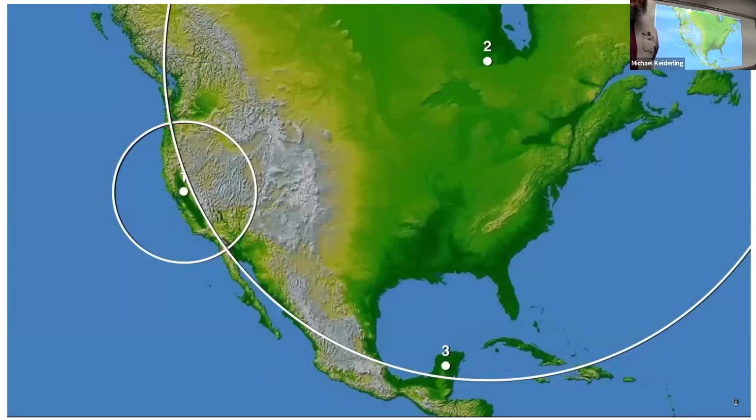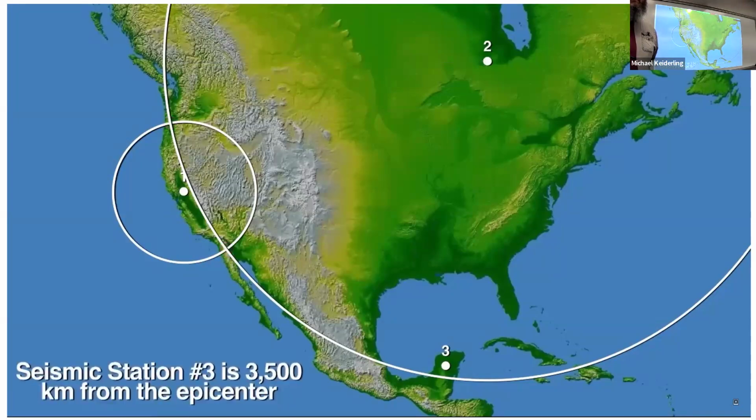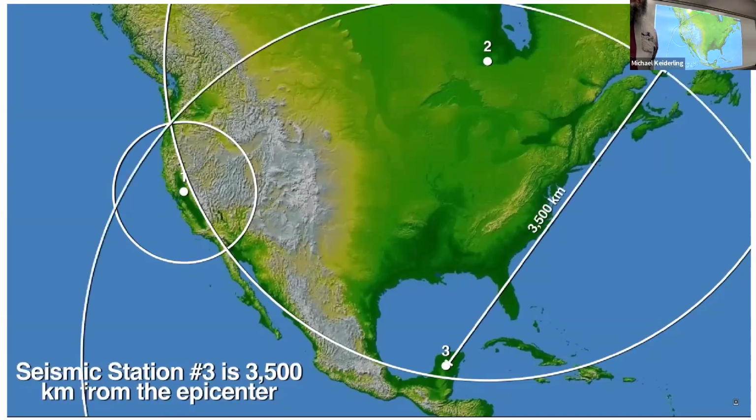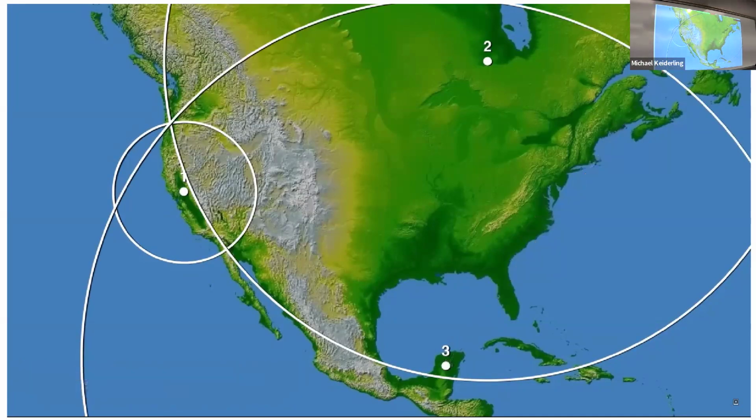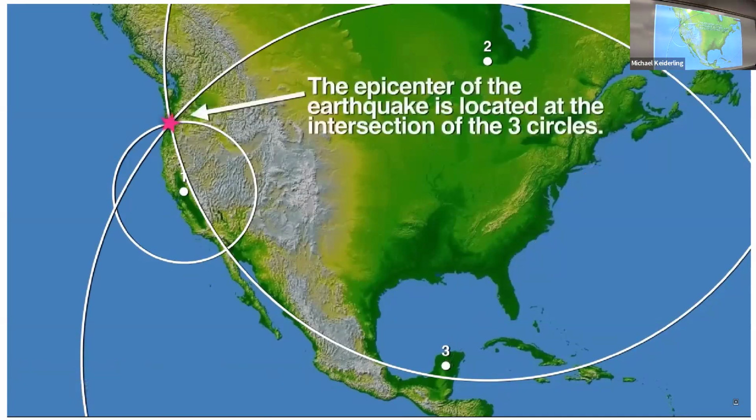But again, that's not good enough because we want to know exactly where the epicenter was, which leads us to station 3. We take our seismogram, we do our math, and we determine that station 3 is approximately 3,500 kilometers from the epicenter. So, again, it could be in any direction, so we take a drawing compass and we draw our circle with radius 3,500 kilometers. Now, if this works out properly, all 3 circles should intersect in one single point. And that point is your epicenter, shown by the pink star. This is what we call the triangulation method for locating the earthquake epicenter.